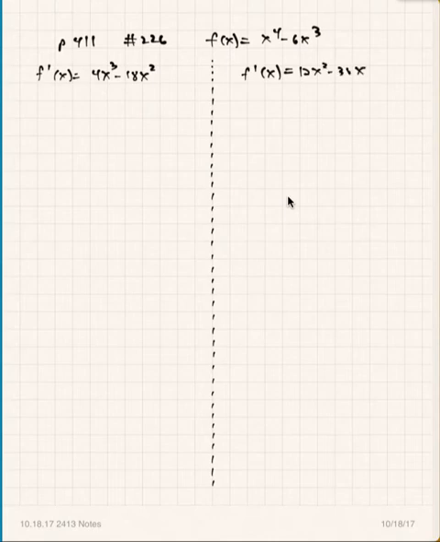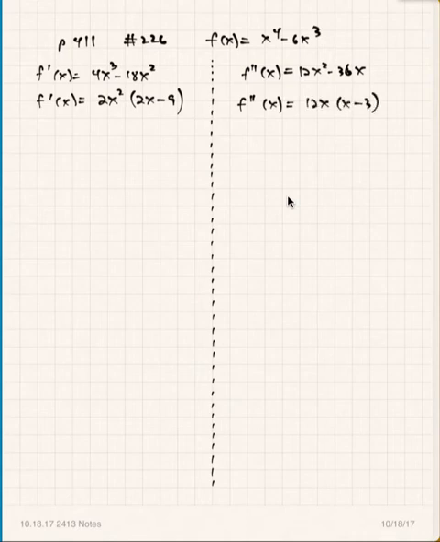Now what you definitely want to do is factor both of these functions. So f prime factors: you can take out 2x squared. When you take out a 2x squared, you're left with 2x minus 9. And the second derivative for this function, when you factor that out, you can take out a 12x, and you're left with x minus 3.